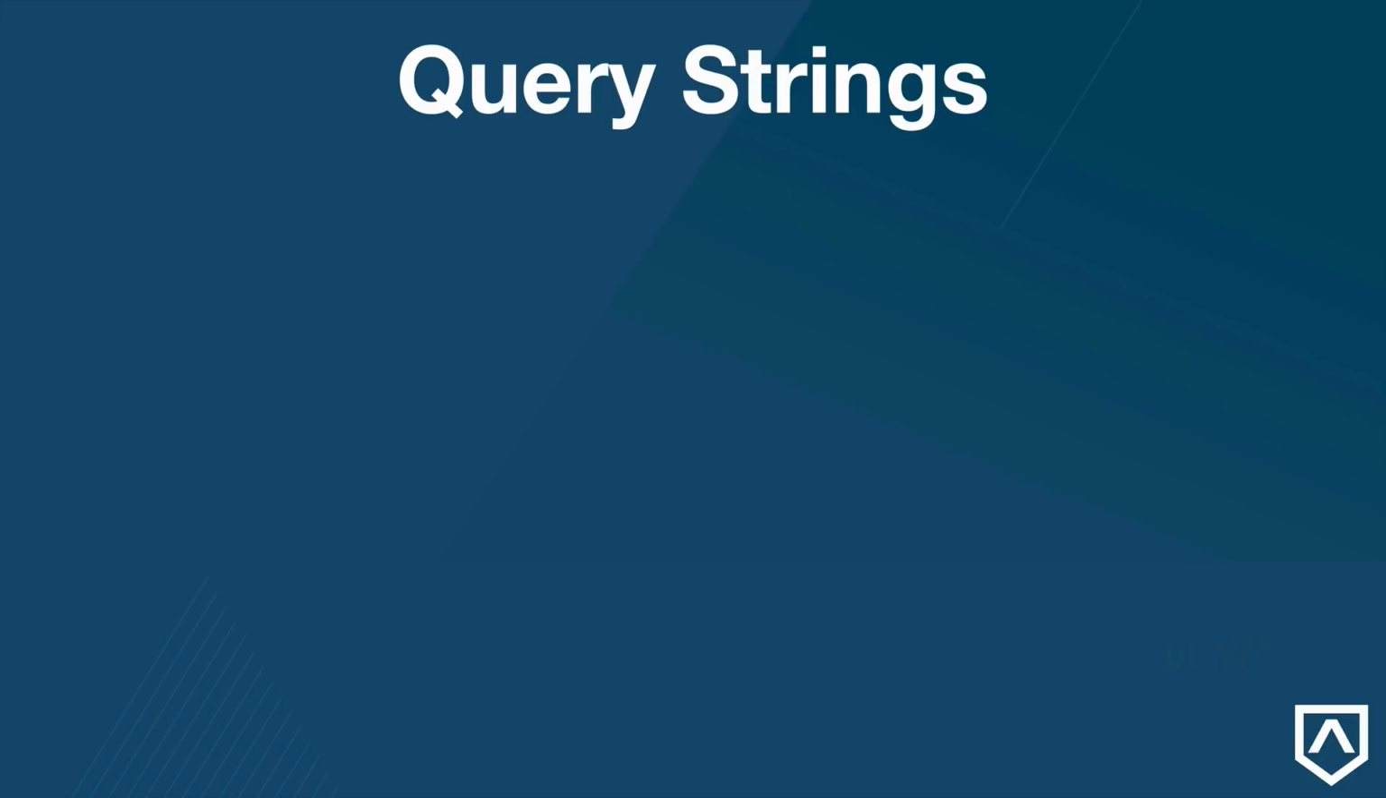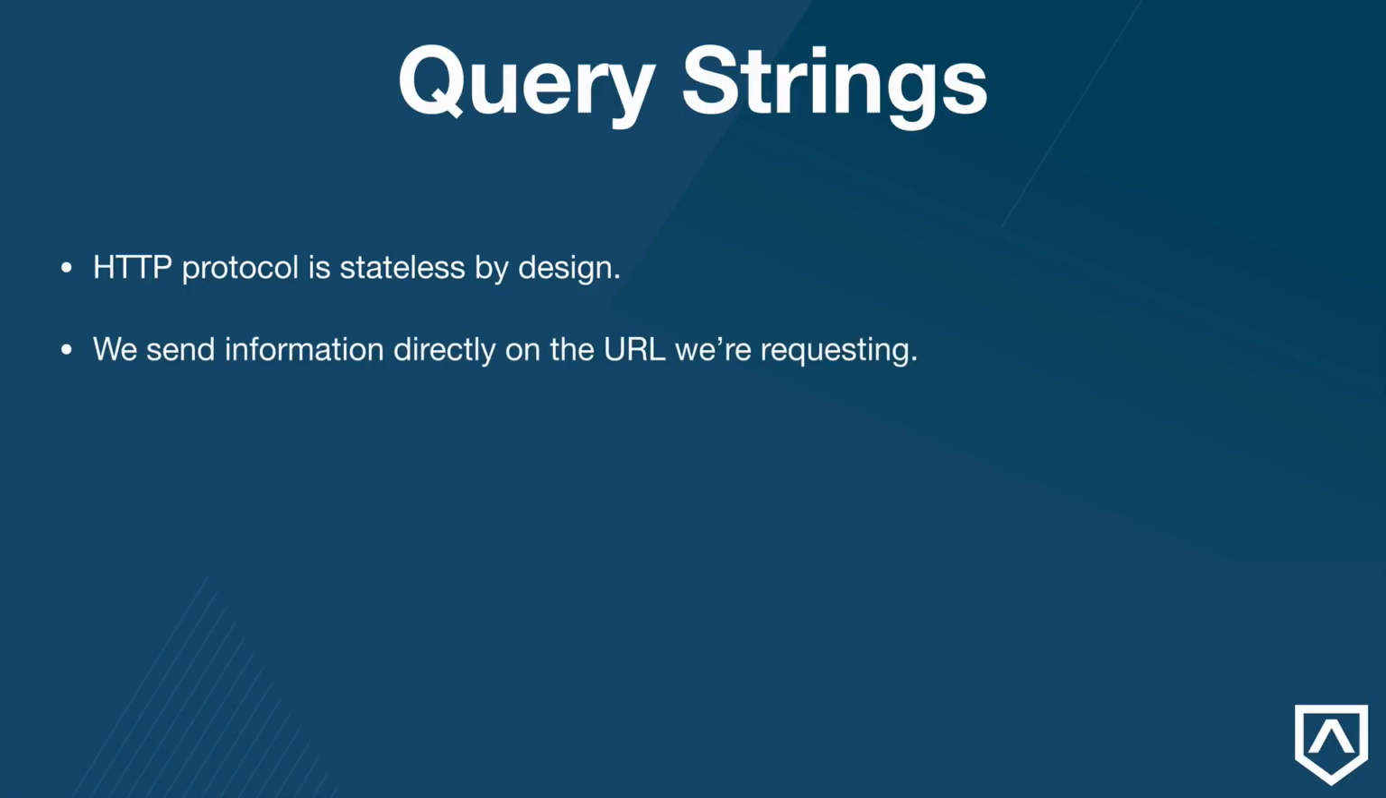The next way to send information up to an API is on the query string. So the HTTP protocol, remember, is stateless by design. That's part of the REST architecture. But HTTP, the standard protocol, is stateless by design. So we will send information directly on the URLs that we're requesting.